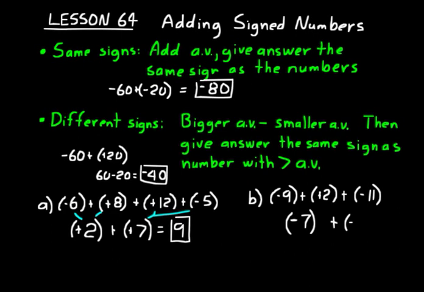plus a -11. And that's easy because we just have same signs. We do 7 plus 11 is 18. Give the answer the same sign as those numbers had. -18 is the answer. We can always think about that on a number line as well. Go to the left 7, then to the left 11 more. We get to -18.